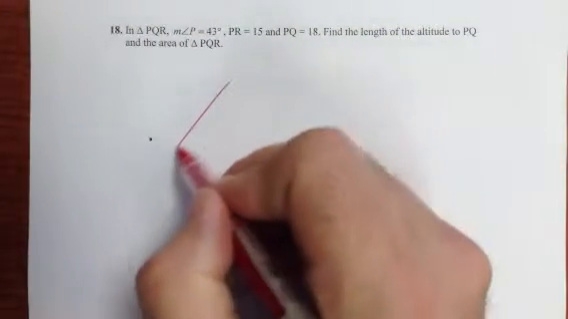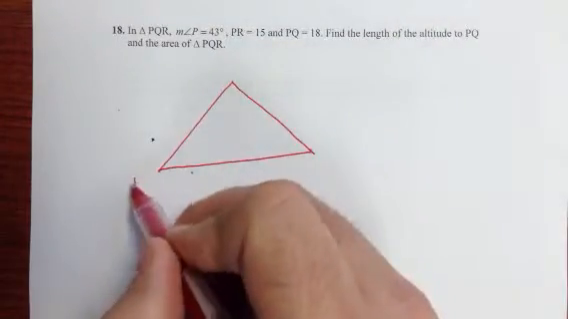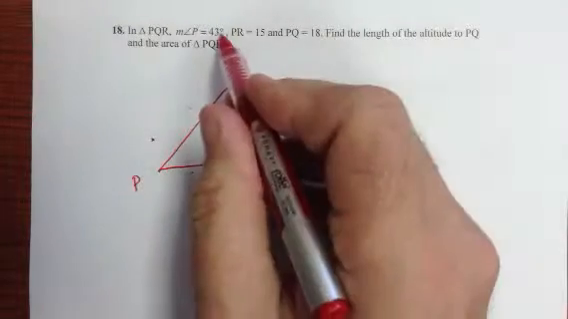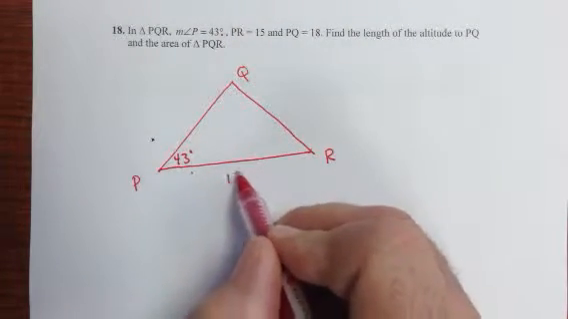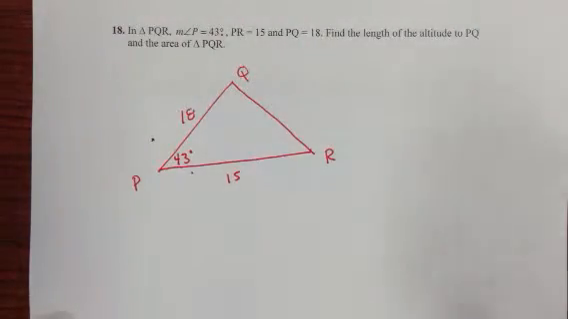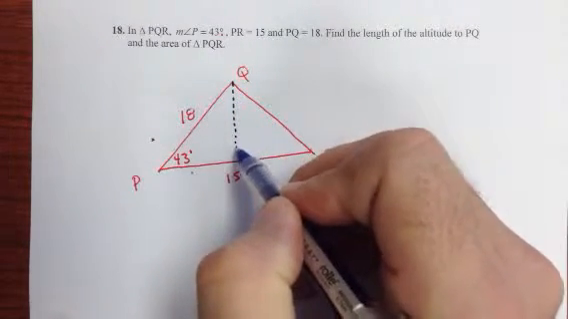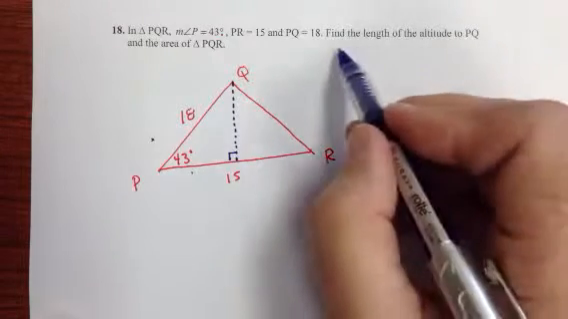In triangle PQR, P is 43 degrees, PR is 15, PQ is 18. Use 1/2 base times height to find the area. And these directions are nice. They kind of lead me to it.